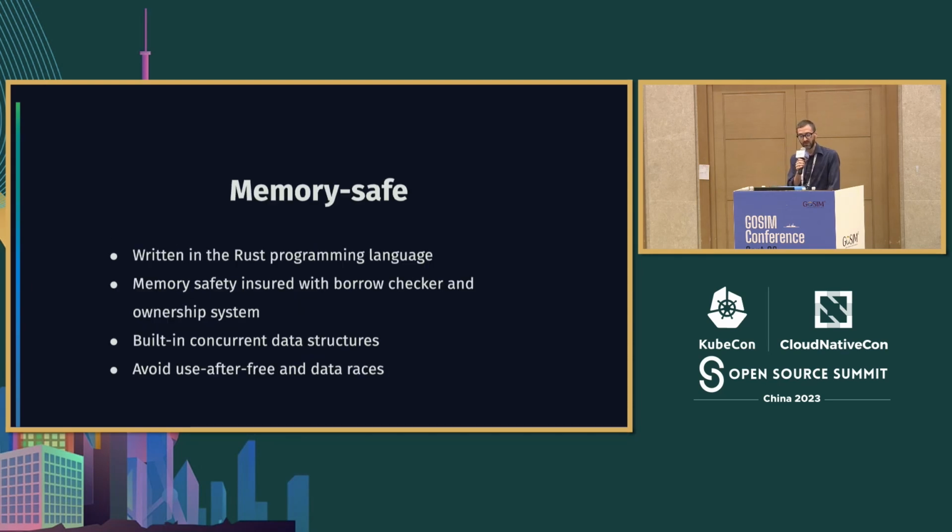Servo is also memory safe. It's written in Rust, which brings us memory safety through its borrow checker, its ownership system. We get that for free just by building the browser on, sorry, building the browser on Rust.